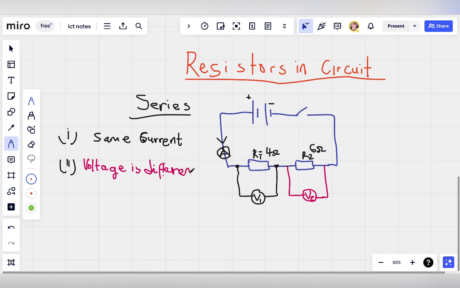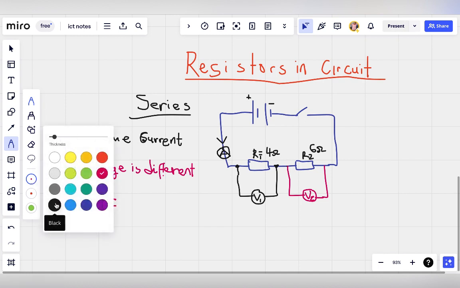Now the third condition is that the equivalent resistance is the sum of all the individual resistances. The equivalent resistance, R total or R equivalent, is the sum of all the individual resistances, in series, only in series. This condition is a definition applicable only for a series circuit.